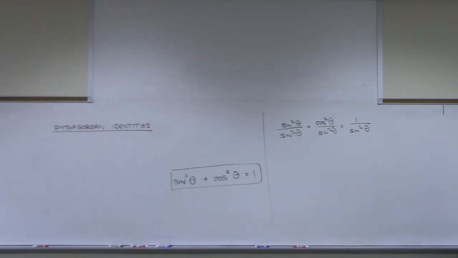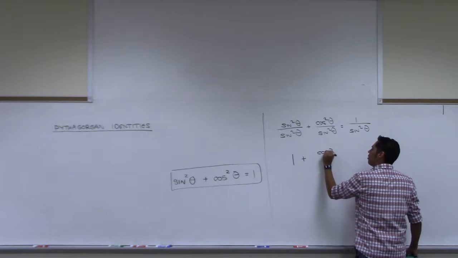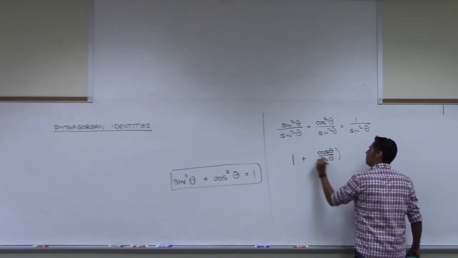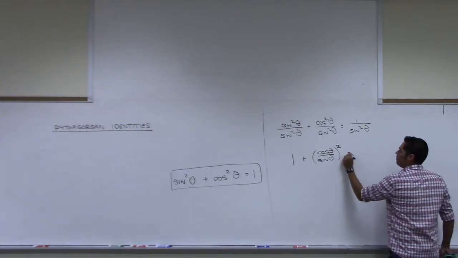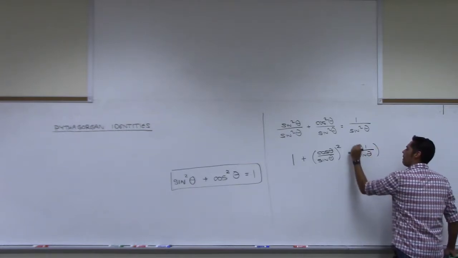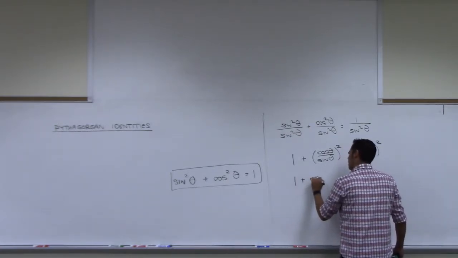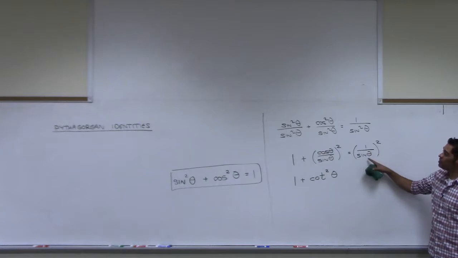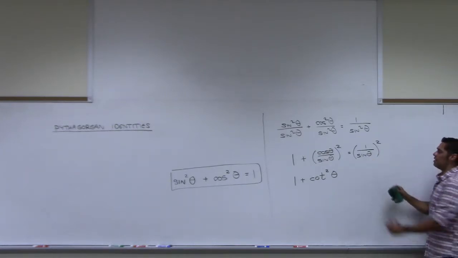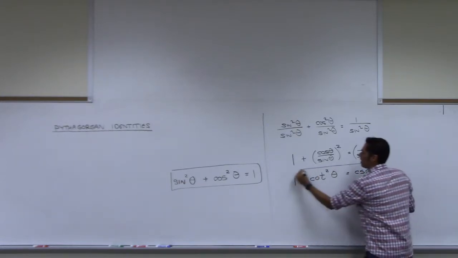Well, what's the first one over there? 1. Okay. Now this one, please understand that this is really cosine theta over sine theta, squared. That's the same thing, right? And this one is 1 over sine theta squared. But what is cosine theta over sine theta? Cotangent. So this is really 1 plus cotangent, and watch the way I write this, squared theta. That's this. And what is 1 over sine? Cosecant. So this is cosecant squared theta. That's your second Pythagorean identity.